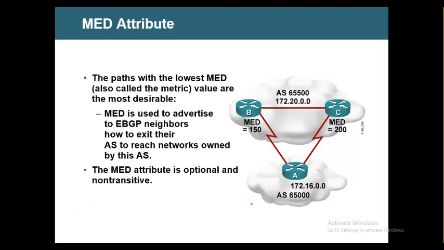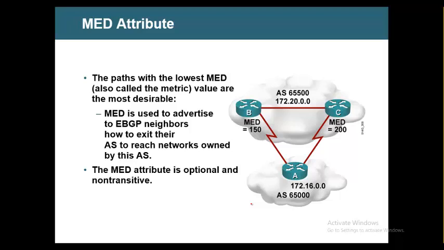Next is MED. MED is another attribute which is used whenever you have dual homing. A has two connections to upstream B and C, which are in the same autonomous system. So we call the connection from A as dual home. A is dual homed to B and C.